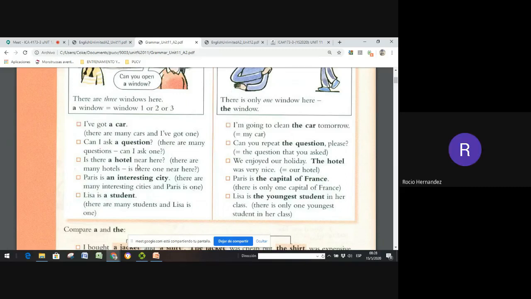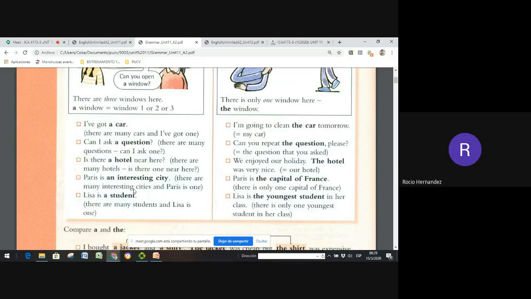Is there a hotel near here? Important to say hotel because if not, it's an. You have to make the ha sound. Hotel, like hospital. Okay. So is there a hotel near here? There are many hotels. Is there anyone? Is there one here? That's the thing you want to say. Number one. Okay, go on.